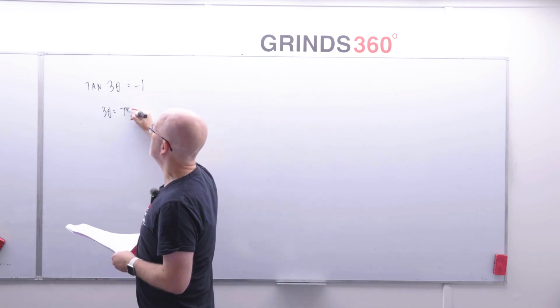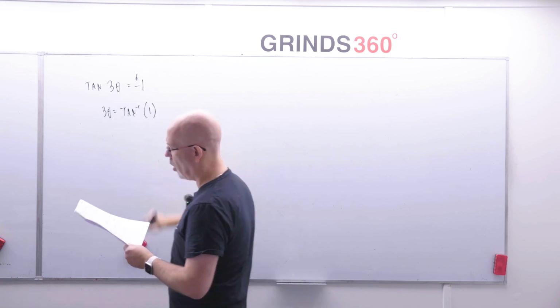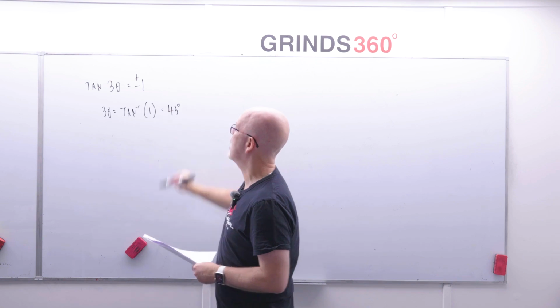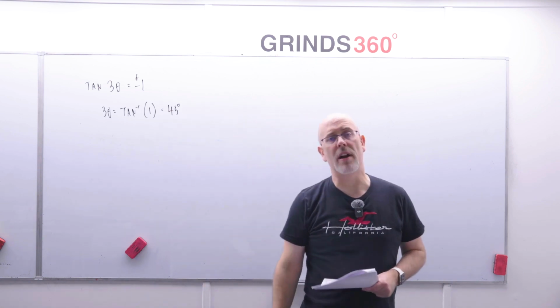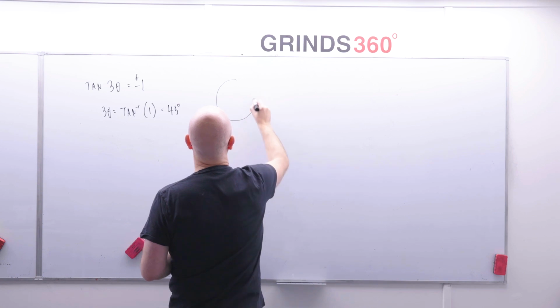So 3 theta is the inverse tan of, remember I don't need to bring the minus sign with me, it's the inverse tan of 1, okay? And that, if I put that into my calculator in degree mode, because he wants degrees, that's 45 degrees. That's my reference angle. And then whereabouts in the circle are we looking here?